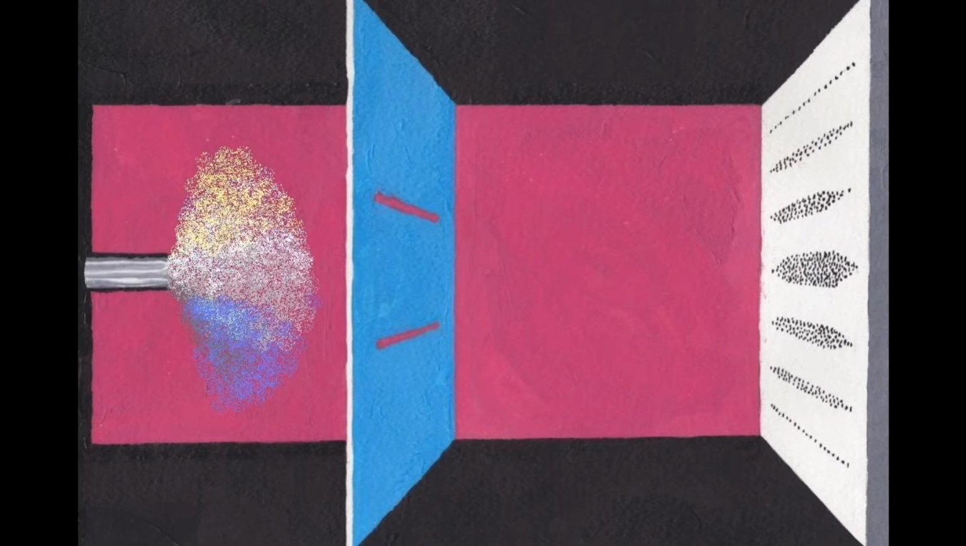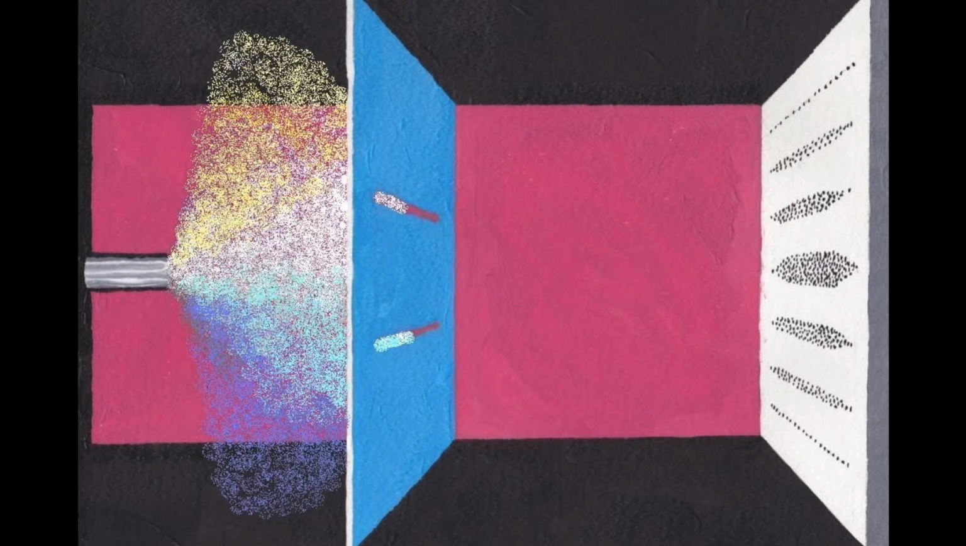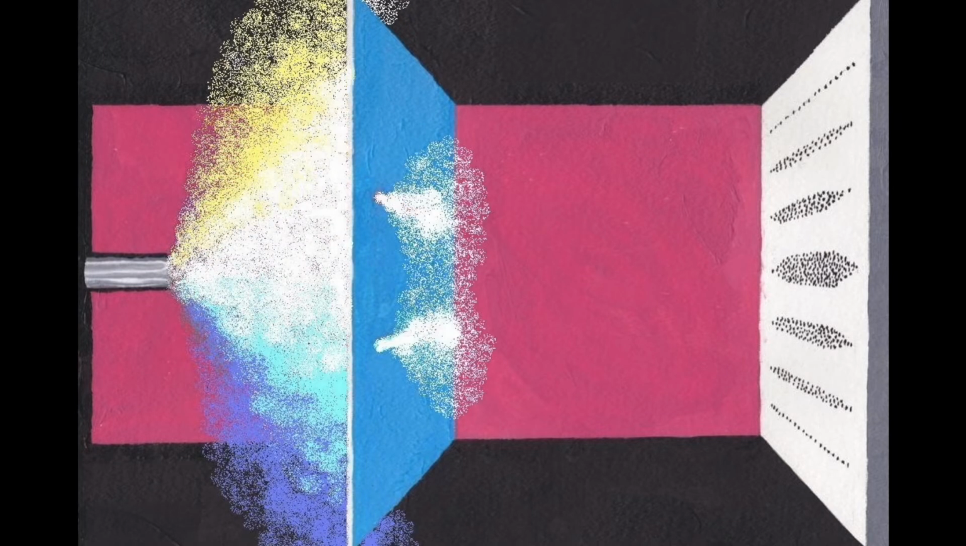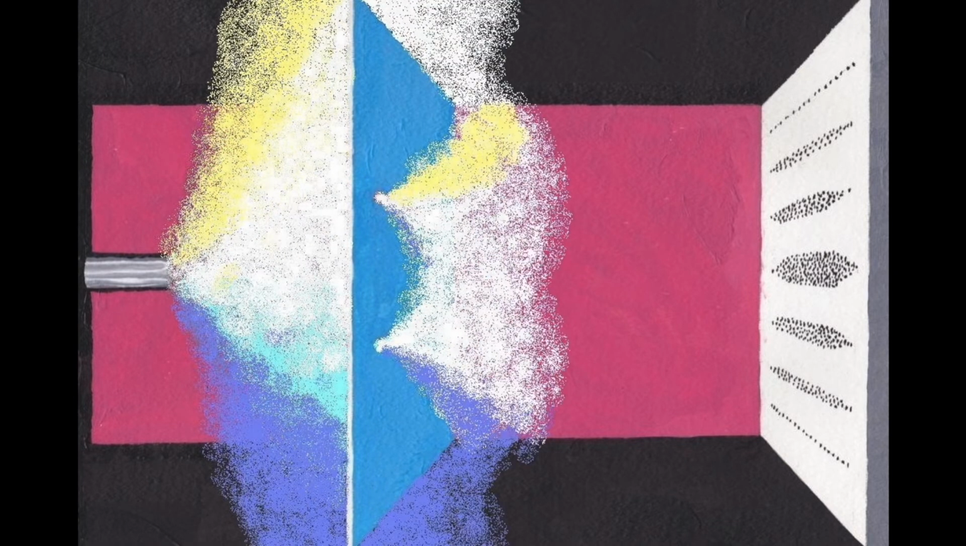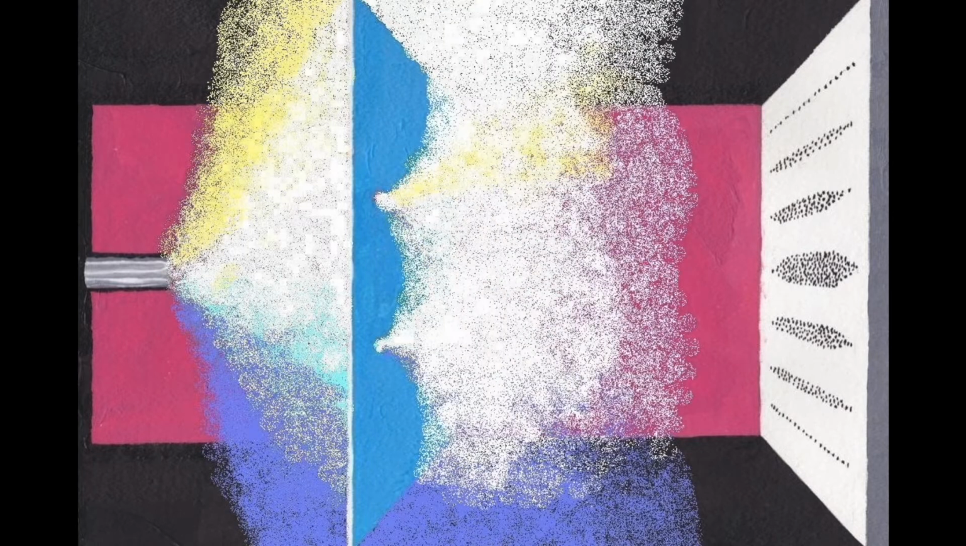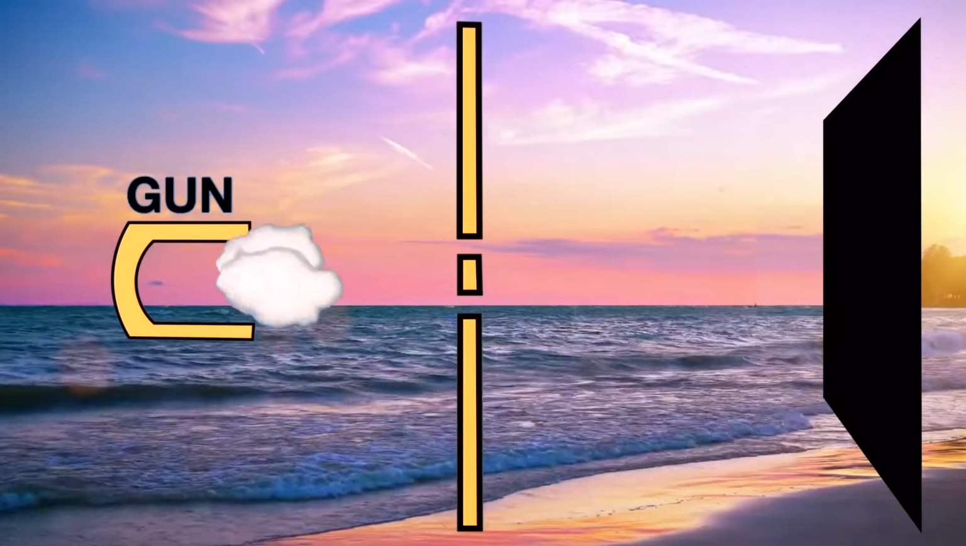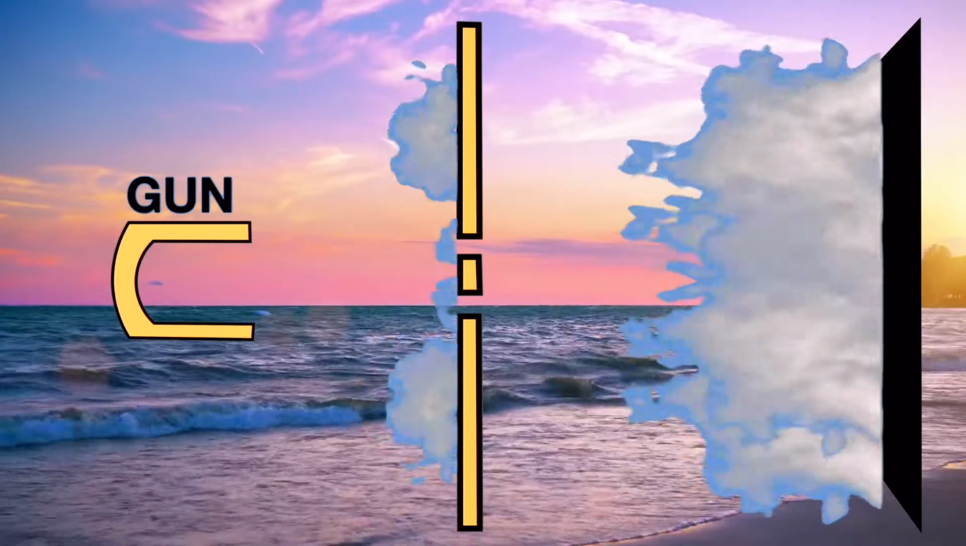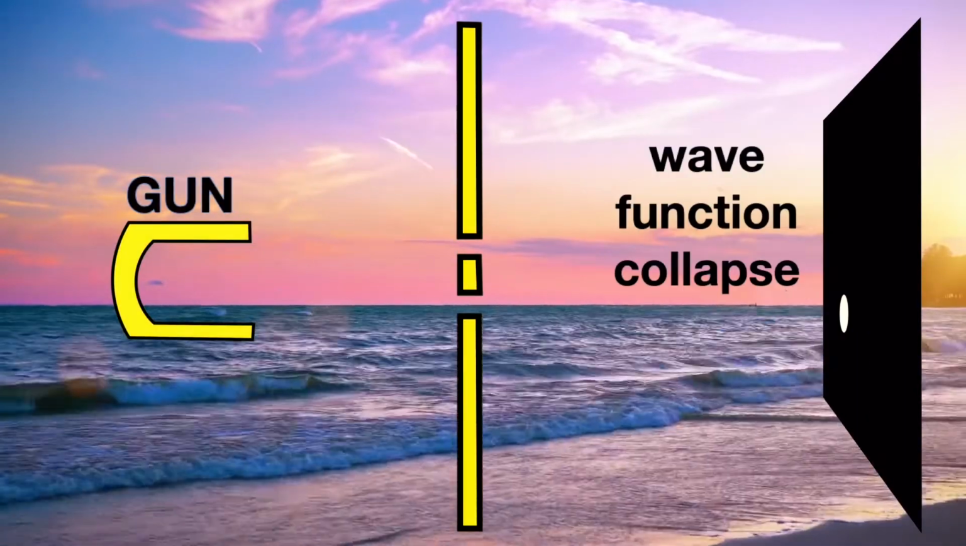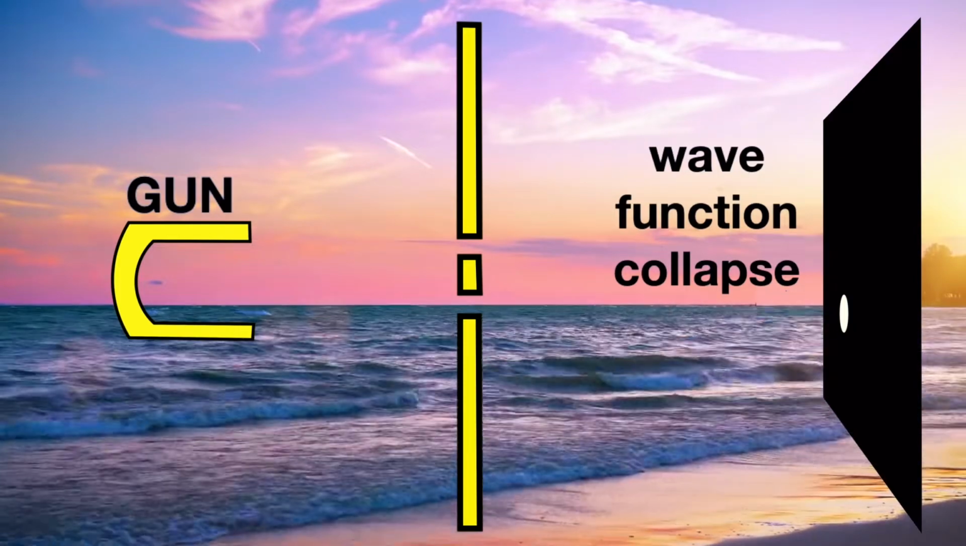Pay attention. Two things happen simultaneously. Suddenly, the entire cloud vanishes, and at that same instant, a dot appears somewhere on the target screen. The cloud becomes the dot, so when the dot appears, the cloud on both sides of the barrier has to vanish instantly, faster than the speed of light, which is impossible. When the cloud becomes a dot, we call that wave function collapse, because the probability cloud is called a wave function.